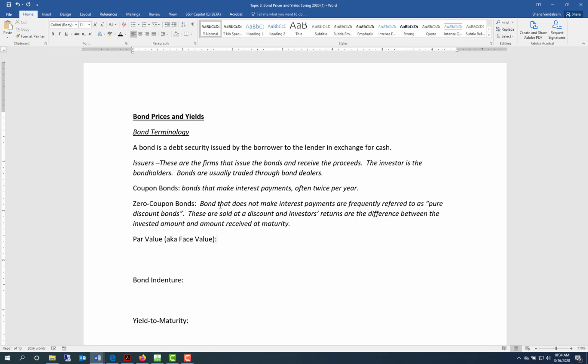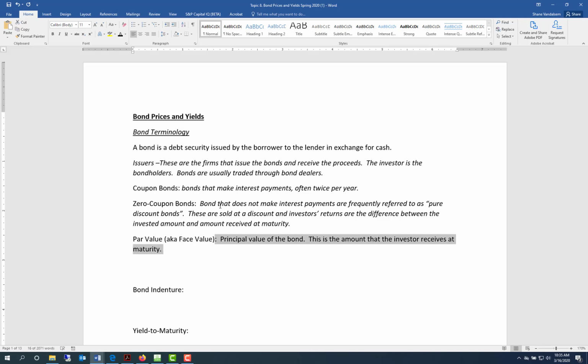The par value, also known as the face value, or also known as the principal value. And when I use the term maturity, this is the date when the bond matures, when it expires. It's the last date of the bond's existence. After that, you don't earn interest on it anymore, and it's the date that the total principal value of the bond is due.